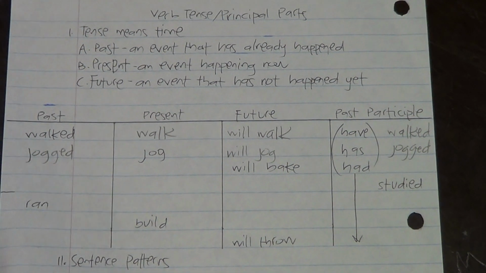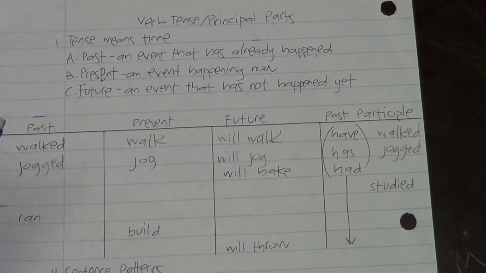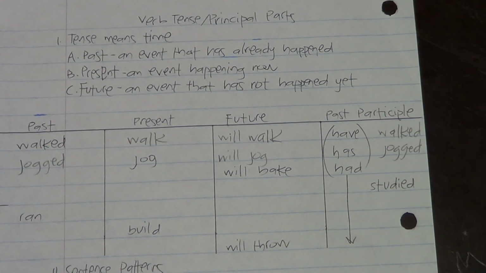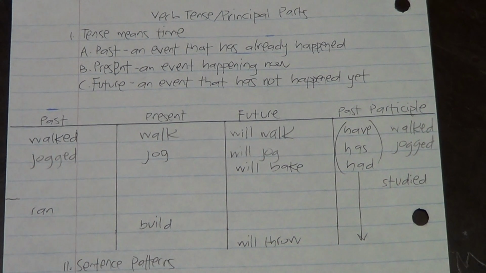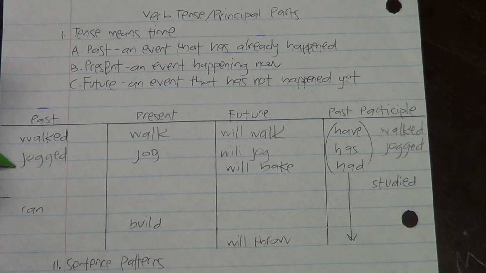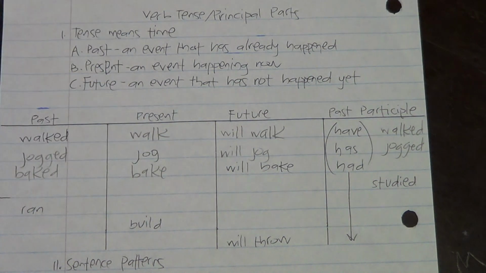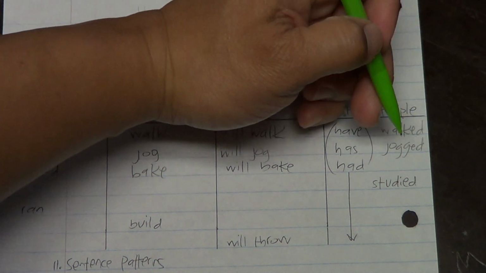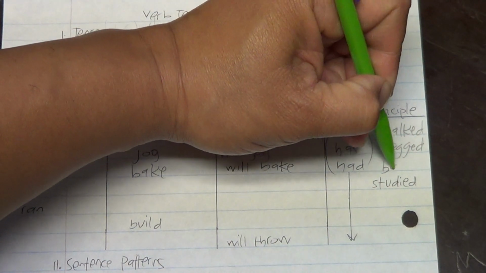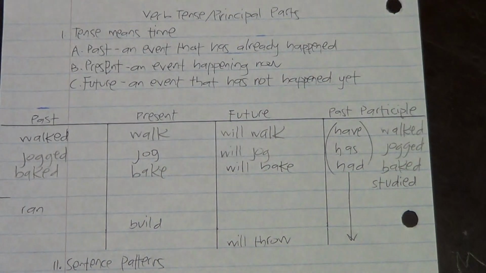Okay. Alright, we look at the next verb. This time it gives us the future tense, which is will bake. So the past tense of will bake is yesterday I baked. Okay, the present tense is I like to bake, or I bake. And then the past participle tense will be I have baked, I had baked, or he has baked.